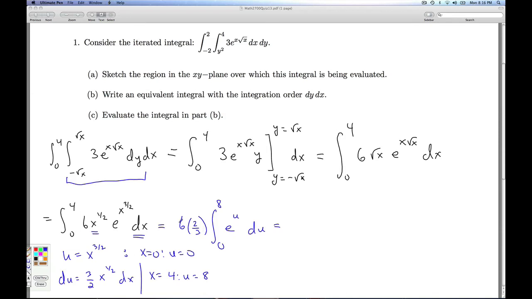So the 3 goes into the 6 twice. It gives me a 4. The antiderivative e to the u is e to the u. And this is from u equals 0 to u equals 8. So my grand final answer is going to be 4 times e to the 8th minus e to the 0, which is 1. And that'll do it for quiz 13.